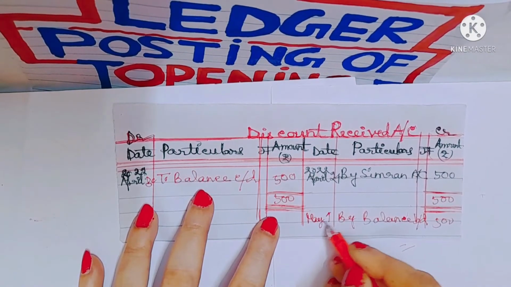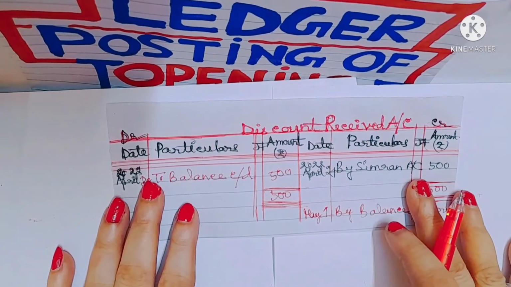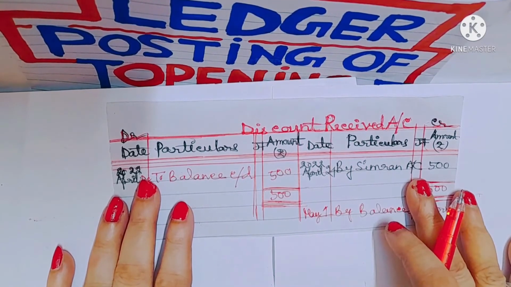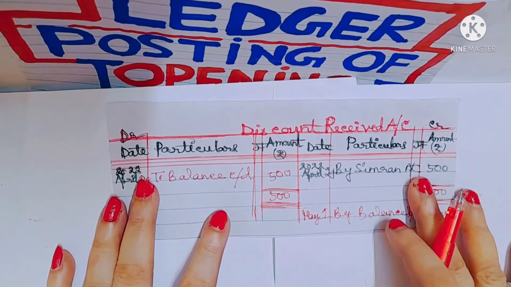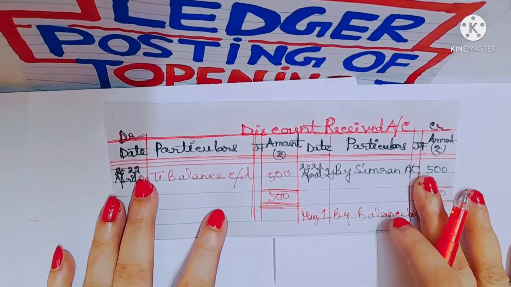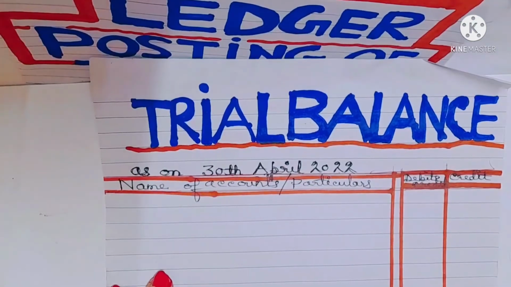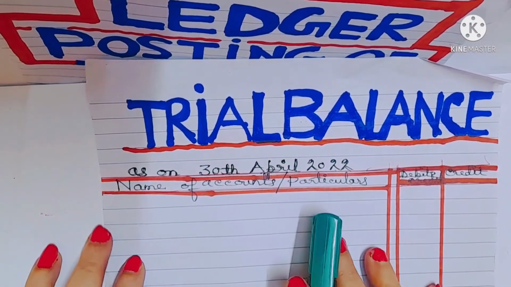So we have closed all the ledger accounts. How many ledger accounts? 13 ledger accounts we have closed. Now we'll prepare trial balance with the help of 13 ledger account balances. Now let's prepare trial balance. I've already told you what is trial balance.